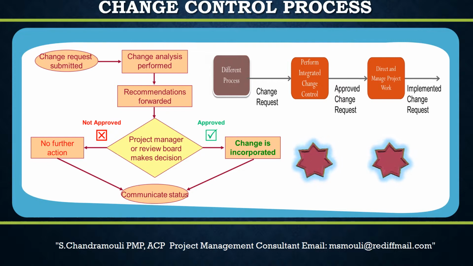Number 2. Discuss with team members about the best way to handle the changes. Is it possible to crash, fast track, etc.? Also, try to determine what would be the implication of the change, for example change in scope, schedule, cost, quality, etc. Number 3. Inform customer about the implication of the changes.